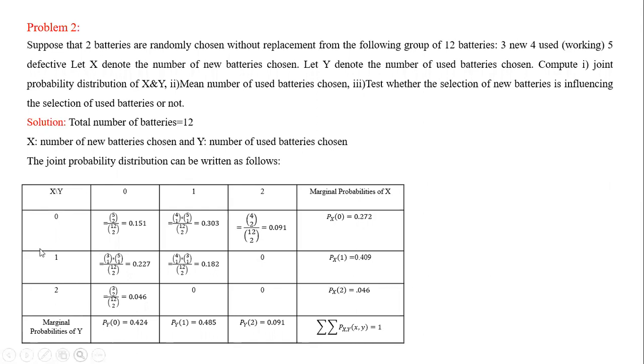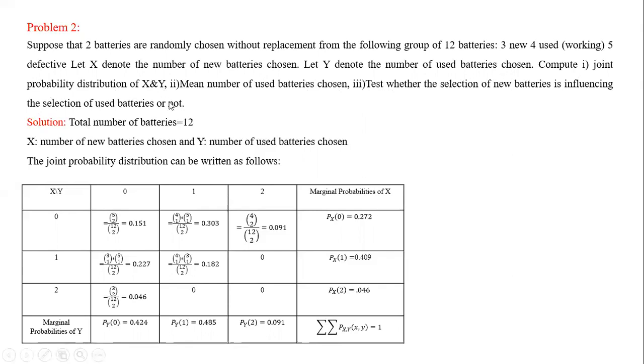Suppose, one more problem we'll move to. Suppose two batteries are randomly chosen without replacement from the following group of 12 batteries: 3 new, 4 used, and 5 defective. Let capital X denote the number of new batteries chosen. Let capital Y denote the number of used batteries chosen. Compute the joint probability distribution of capital X and capital Y, the mean number of used batteries chosen, and test whether the selection of new batteries is influencing the selection of used batteries or not.